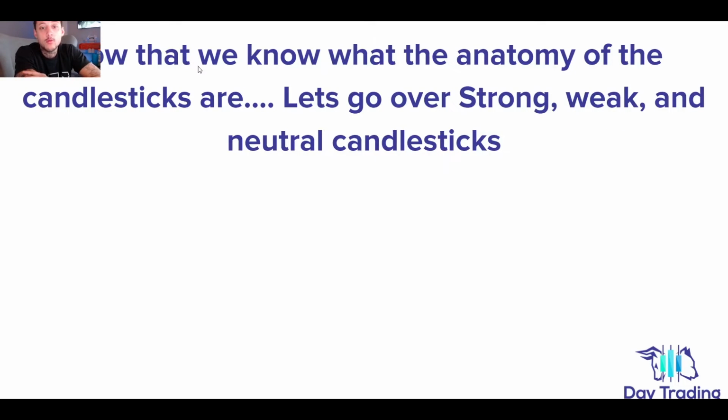Now that we know what the anatomy of the candlesticks is, let's go over strong, weak, and neutral candlesticks. We're going to be able to use this information to identify entry points in the market. We're going to be able to use it in terms of identifying if a candlestick is strong, weak, or neutral, to look for potential reversals, to see if the trend is still holding with momentum, to see if a level of resistance or support may break. But overall, we need to be able to identify if a candlestick is strong, weak, or neutral, so that it can only benefit us with our trading later on.